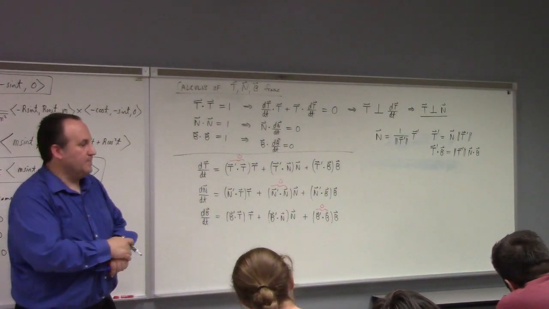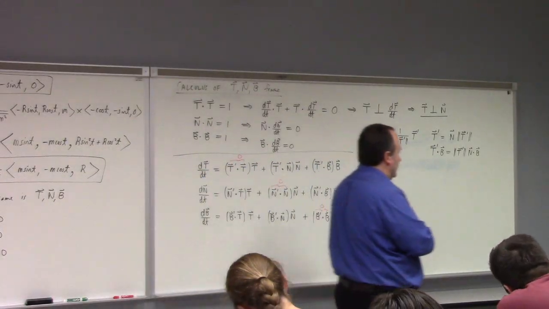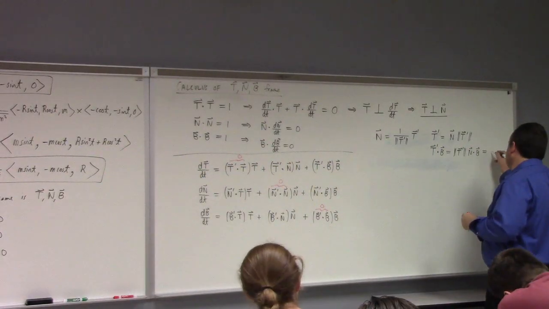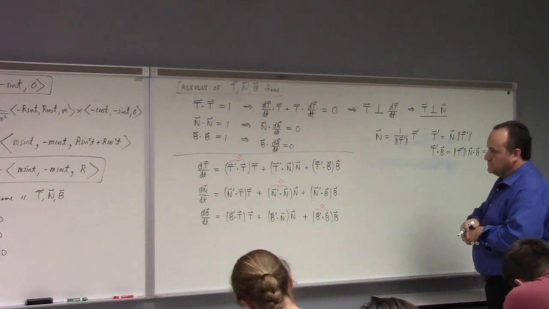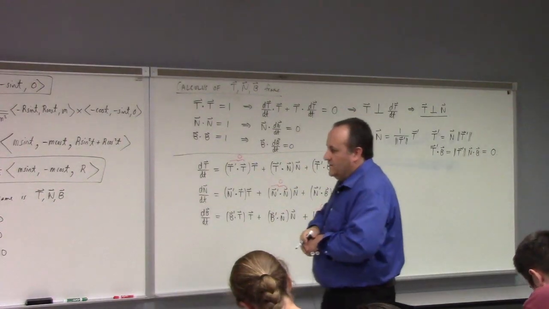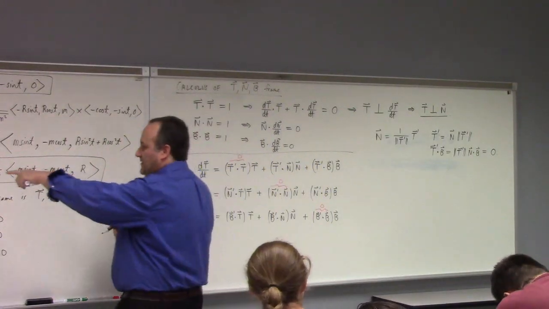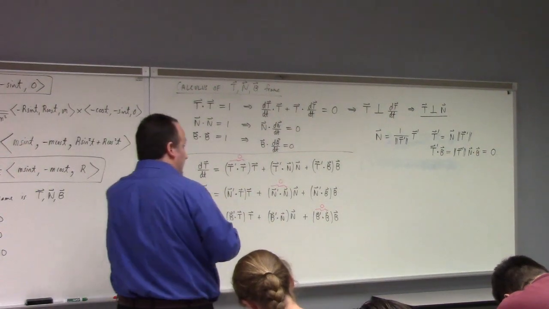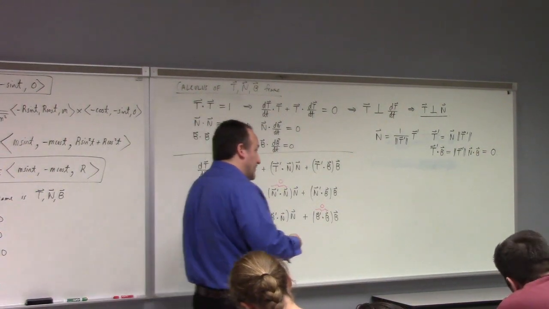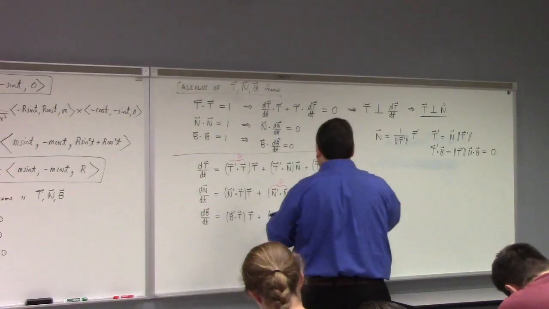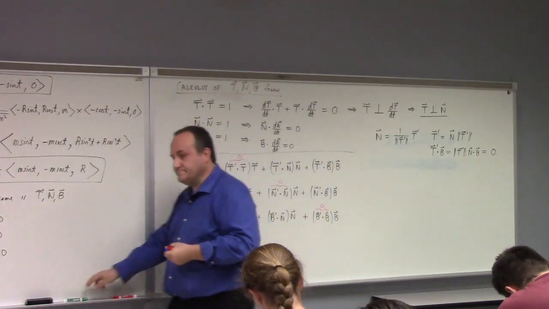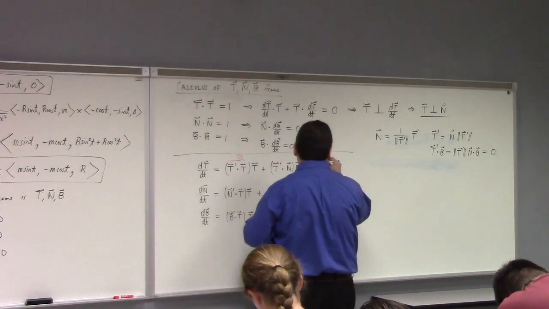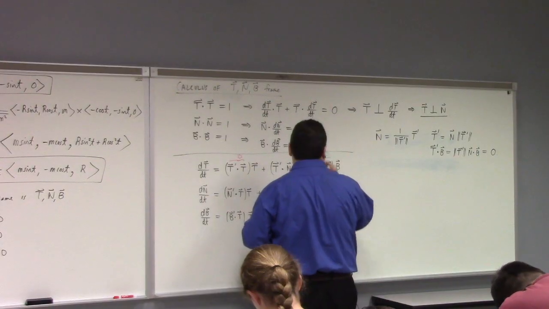Also 0. So n dot b is 0, right? N dot b is 0 because we remember our definition of b is t cross n, right? So by construction, b is perpendicular to n. So, yeah, you're right. That's also 0. All right?